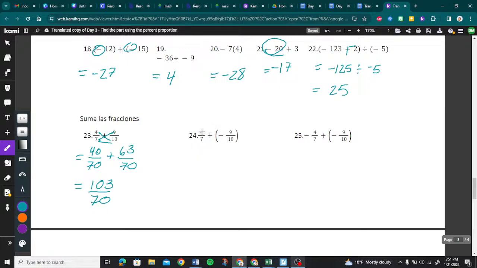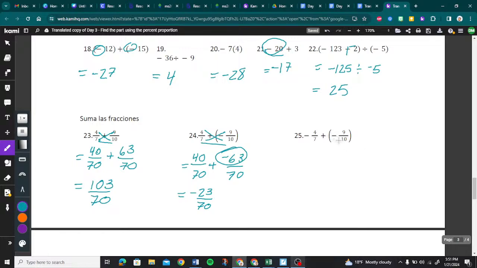Over here we do the same thing. 4 times 10 is 40. 7 times 9 is negative 63. 7 times 10 is 70. These two numbers have different signs, so we subtract them. 63 minus 40 is 23. That'll be over 70. But because 63 is bigger than 40, it'll be a negative 23 over 70.